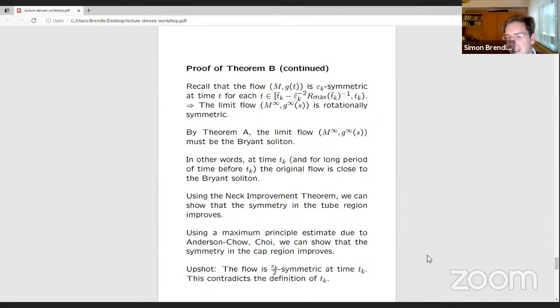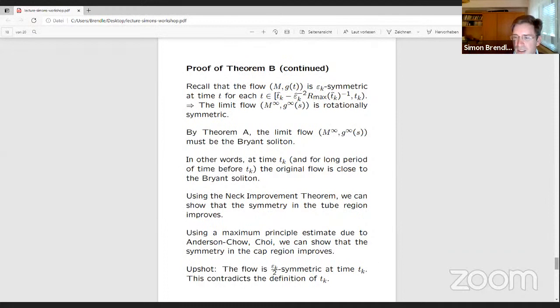And so what it allows you to do is show that at time t_k, the flow is not just epsilon_k symmetric, but it's an improvement to epsilon_k over 2. So it's epsilon_k over 2 symmetric. But then this contradicts the definition of t_k, because t_k is the last point in time where it's still epsilon_k symmetric. So it's basically a kind of continuity argument.